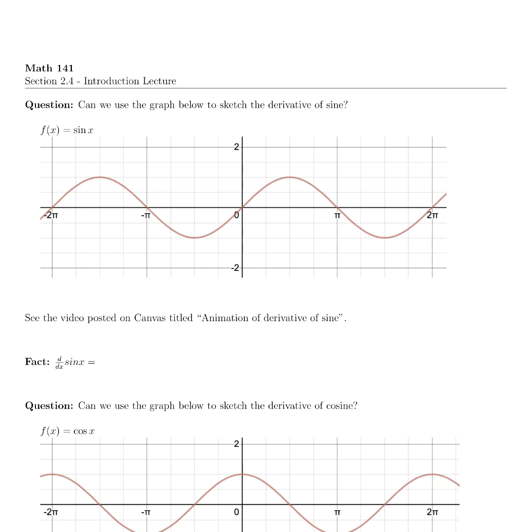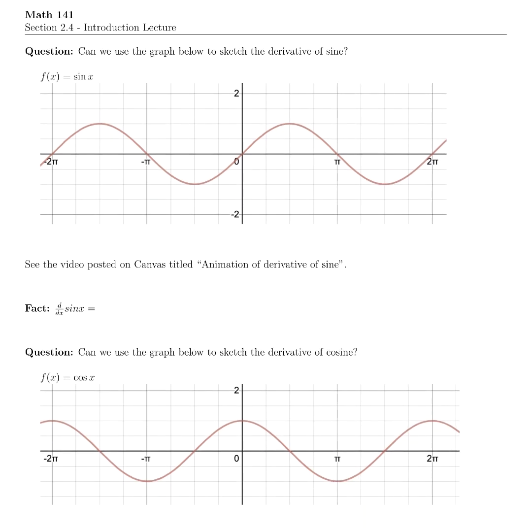So the first question we want to investigate is, can we use the graph below to sketch the derivative of sine? Okay, so here is sine of x graphed from negative 2 pi to 2 pi. And we can start thinking about what its derivative might look like. Well, we know the derivative would be equal to 0 when sine reaches a maximum or minimum, right? Or when there's a horizontal tangent line. Horizontal tangent lines have slope 0. And so there's a whole bunch of horizontal tangent lines. So at those points, the value of the derivative would be 0.